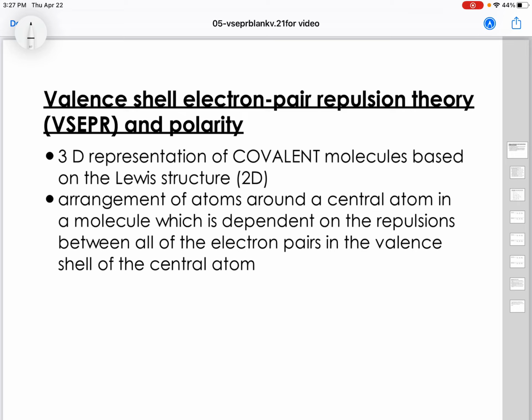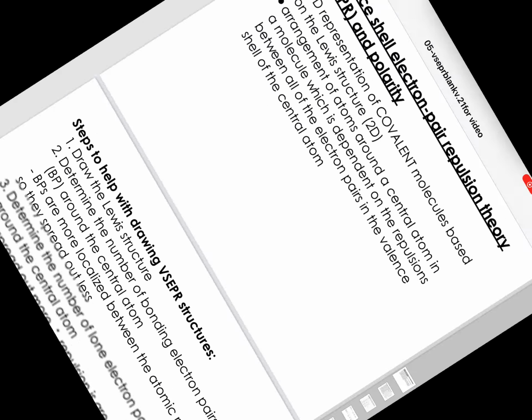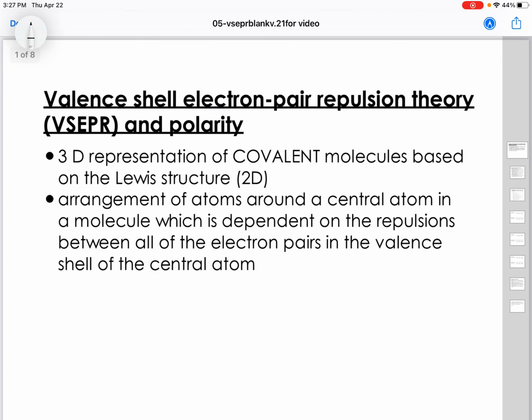Okay, so today we are going to be looking at the 3D shapes of molecules. And like I said before, when you have covalent molecules, remember those have to be nonmetals only, which means that there's not a super lot of variety for the simple VSEPR shapes we're going to do.